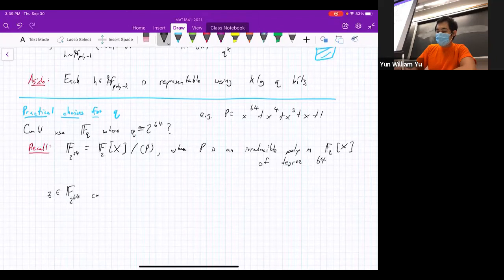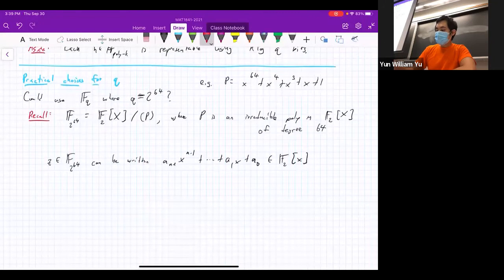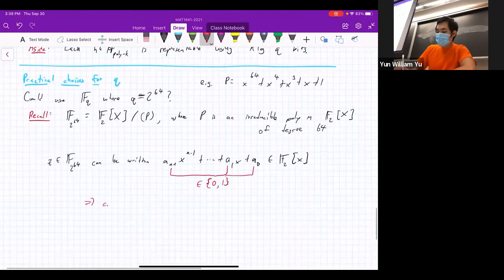Then we can write these things down. An element can be written as a_{n-1} x to the n minus 1 plus ... plus a1 x plus a naught, which is of course a polynomial in there. And each of these a_i is of course 0 or 1, so these are all binary bits. And so we can store this very cheaply and write it as a 64-bit binary number.